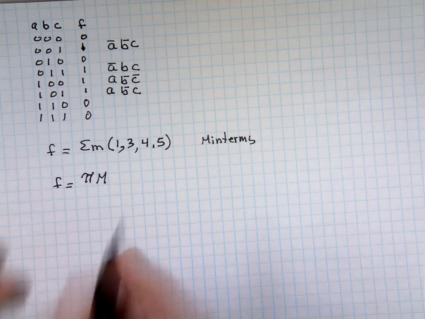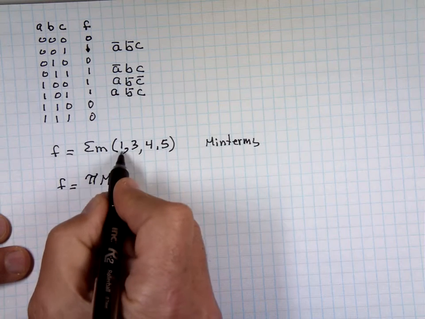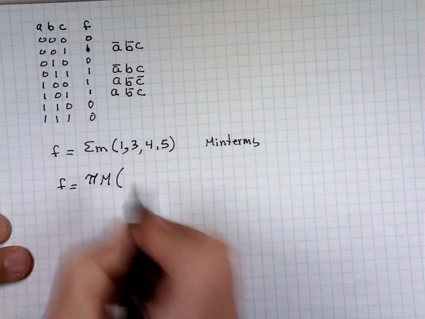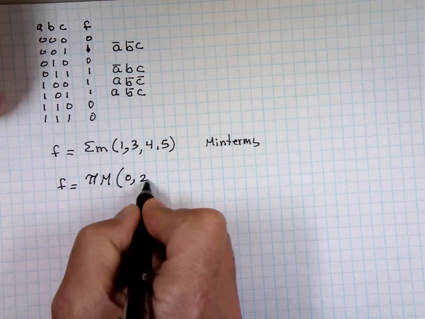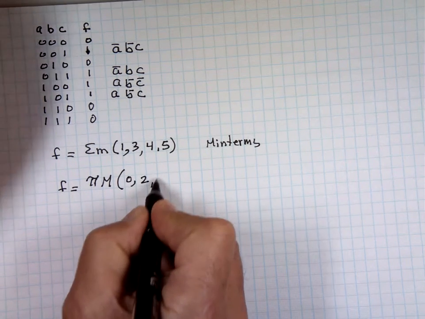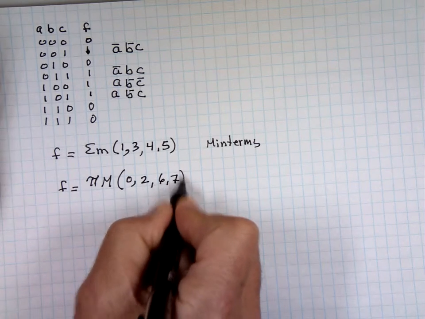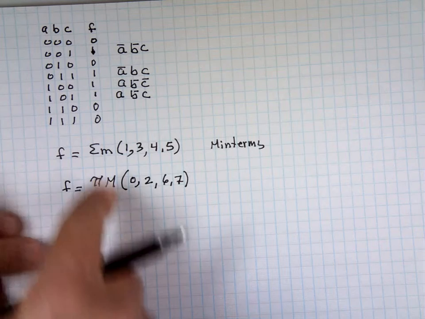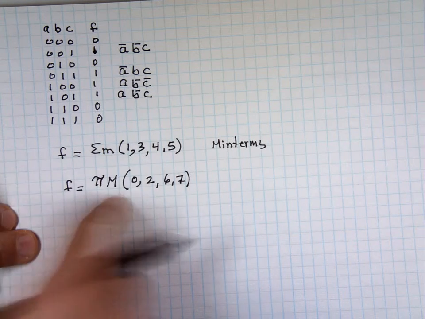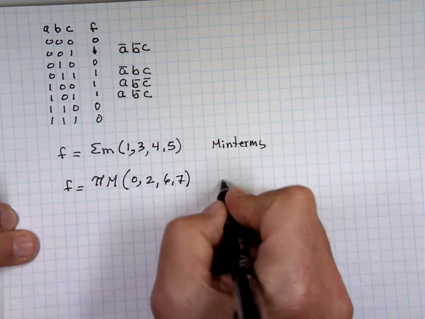Now, for this function, the function is 1 at 1, 3, 4, 5. That means it's 0 where? 0, 2, 6, and 7. So I could give you the problem like this or like this. You should know the difference between them. That's where the function is 1. That's where the function is 0. These are called max terms.